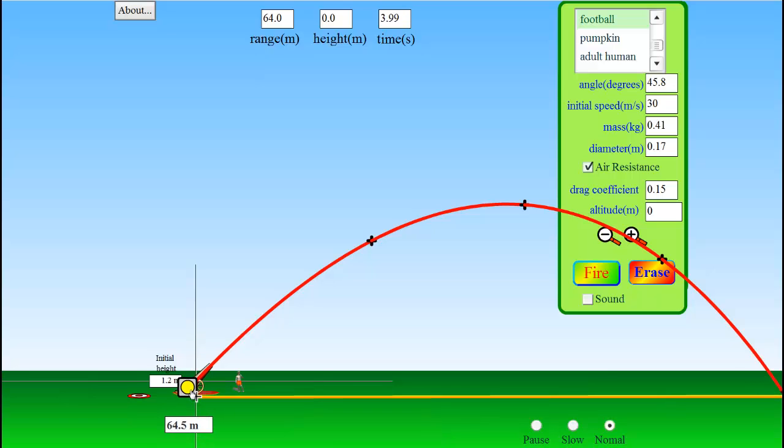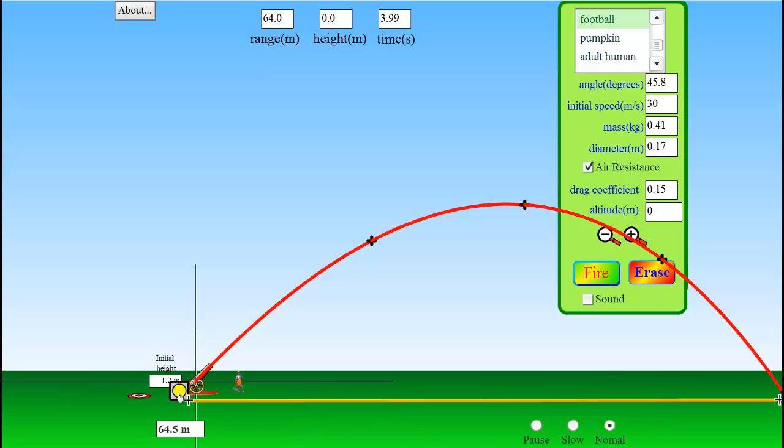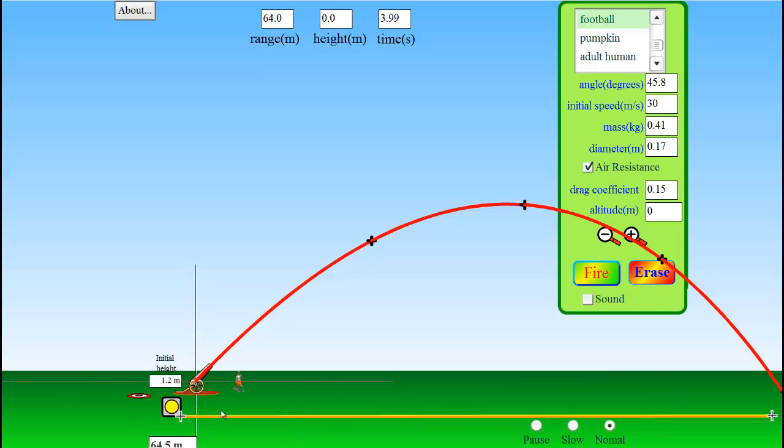Incidentally, you can get the range either with this tape measure that I'm using, or you can read the range right off here in the top display. 65 meters is about 70 yards. That's about as far as a professional football quarterback can throw a ball.